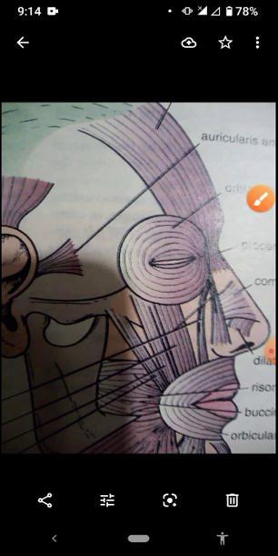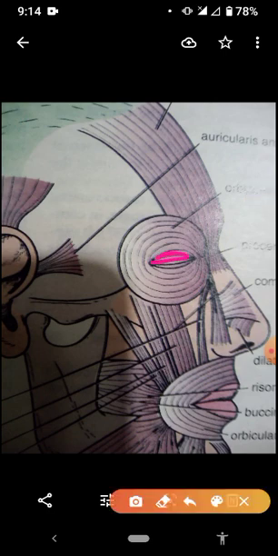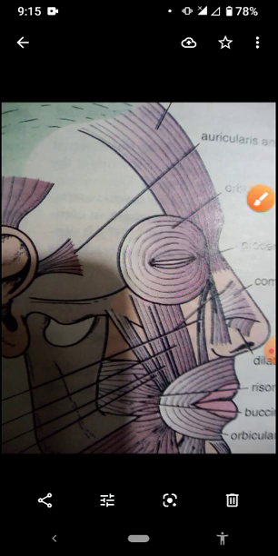The palpebral part origin and insertion: it originates from the medial palpebral ligament and inserts into the lateral palpebral ligament. And if we are talking about the orbital part, it originates from the medial palpebral ligament and also inserts into the medial palpebral ligament after encircling the orbit. So this is the orbicularis oculi, and its action is also clear from this picture, that its action is to close the eyelids inward.